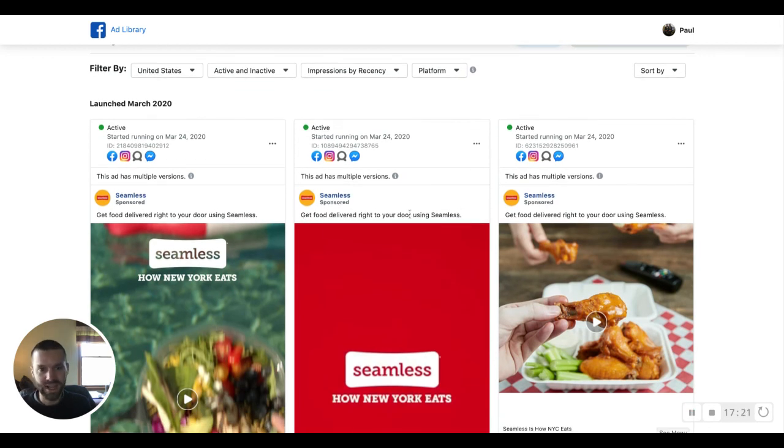You can see the post copy. You can see the video creative. You can see what the funnel looks like once you click through. So it's a great resource for marketers and advertisers to be able to get some inspiration when you're thinking about creating your campaigns.